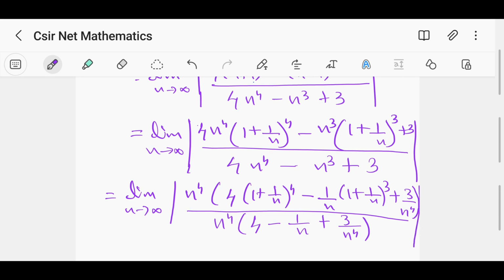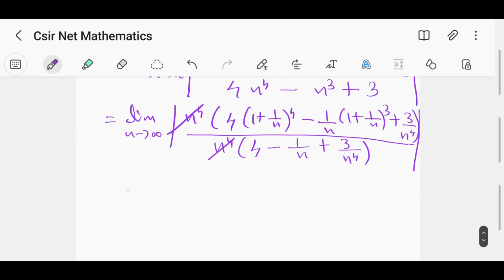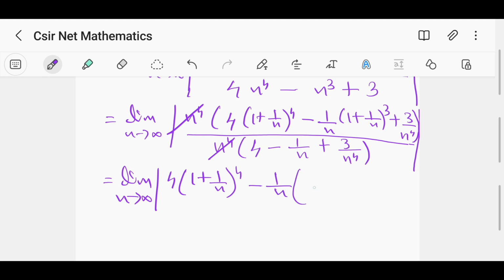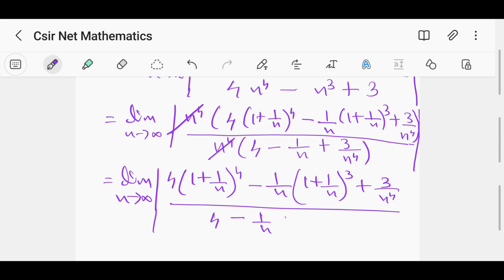Close this modulus. Now this n to the power 4 and this n to the power 4 get cancelled. The next step will be, this is equal to limit as n tends to infinity, modulus of 4 times of 1 plus 1 by n to the power 4 minus 1 by n into 1 plus 1 by n whole cube plus 3 by n to the power 4, whole divided by 4 minus 1 by n plus 3 by n to the power 4.